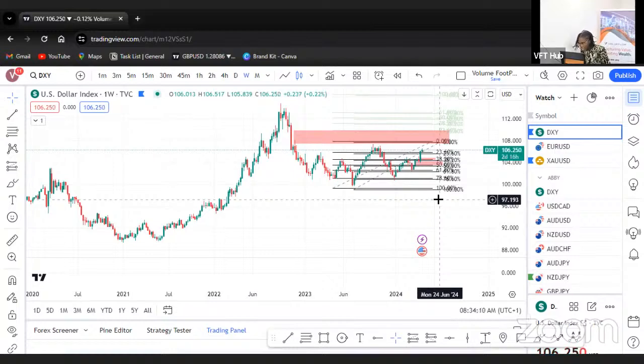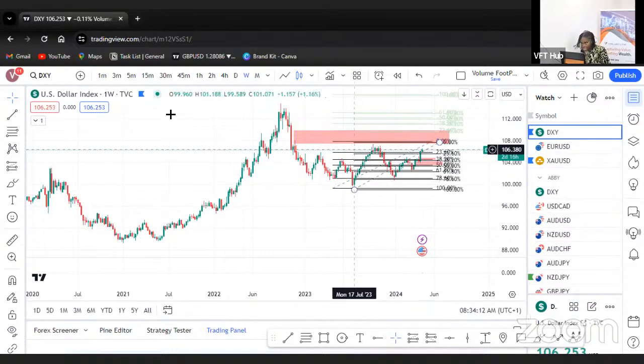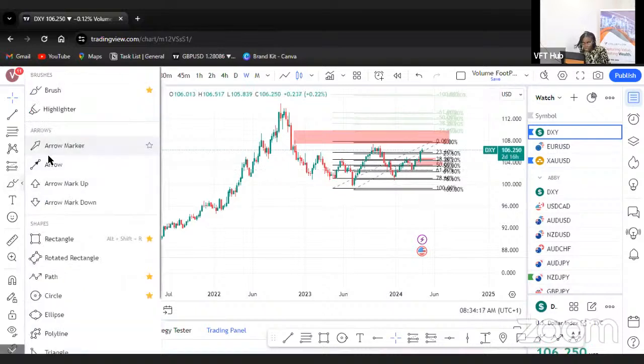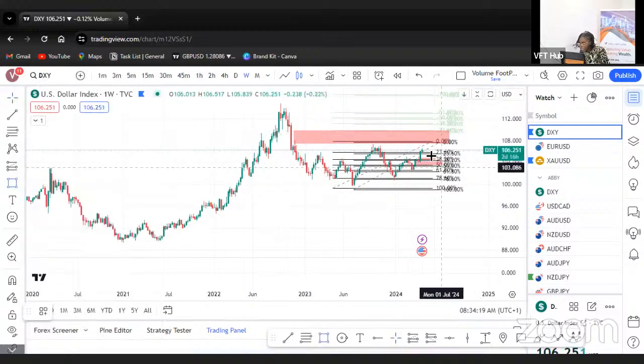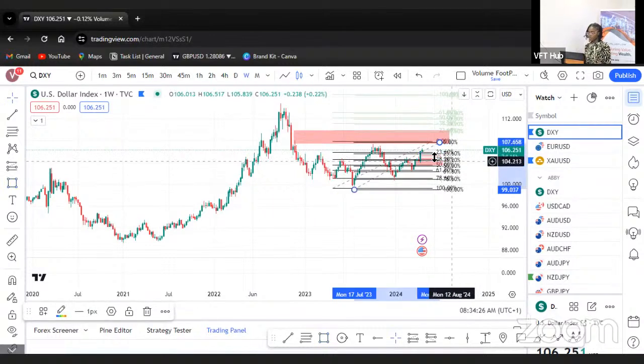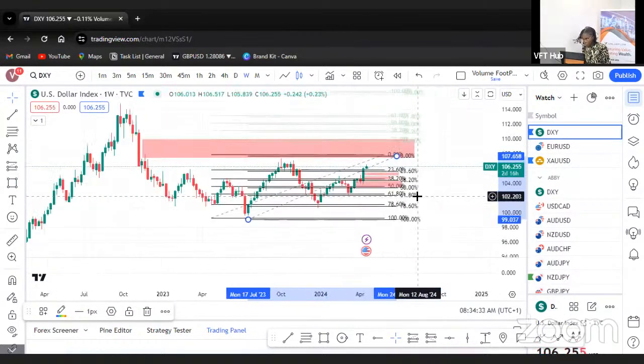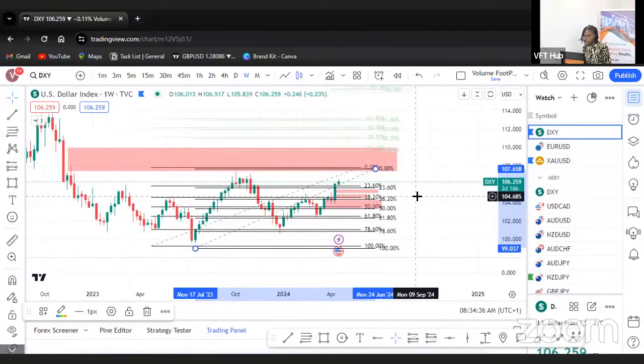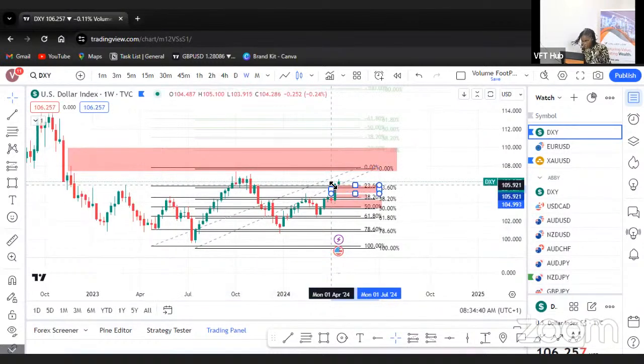And for every expansion, I'd like to see a retracement into this region. Let me draw that quickly. I'd like to see a retracement into this region. Going into the rest of the week, I'd like to see some sort of retracement into that region on the weekly time frame.